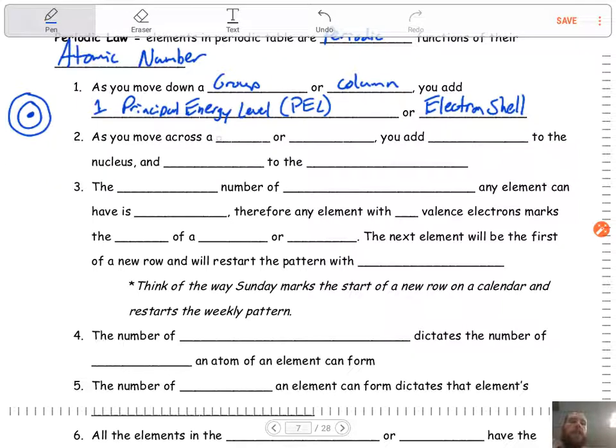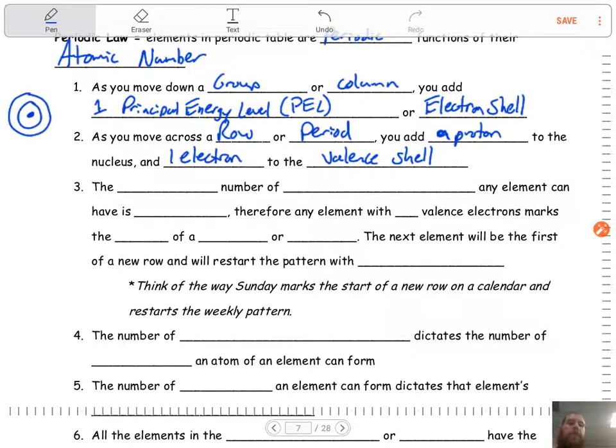As we move across what's called a row or a period, again, we'll dig deeper into those shortly, you add a proton to the nucleus, and you add an electron to the valence shell. Remember, valence shell means outer shell. So as we go from left to right in a row on the periodic table, we're adding one more proton. Again, this should be obvious to us. We've done some already, so it shouldn't be anything groundbreaking, just putting it down on paper.